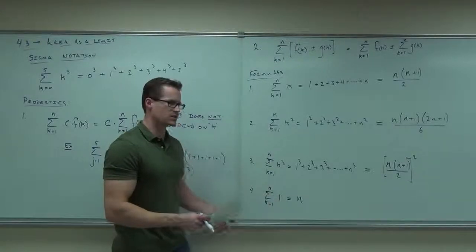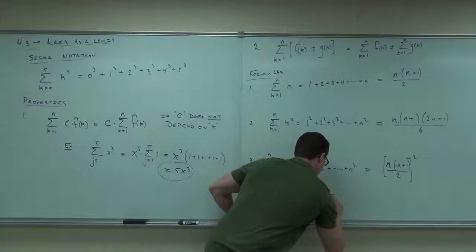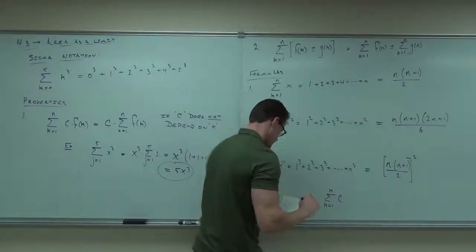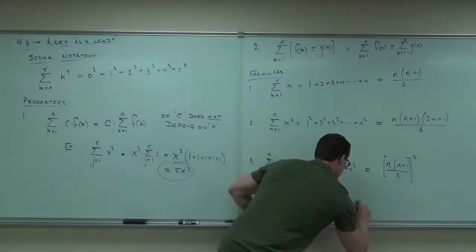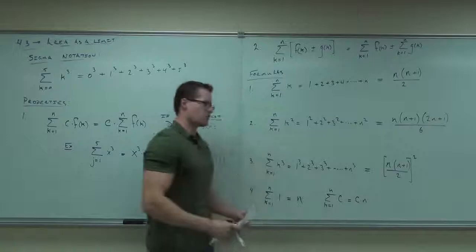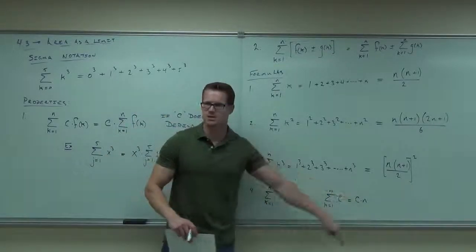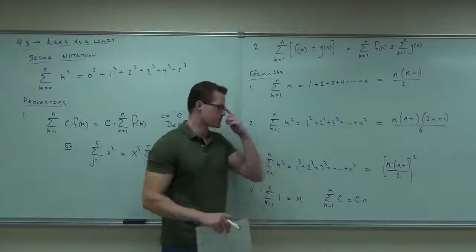Even if that's a constant, so... These we should have memorized, I take it. Yeah. Would you be able to follow that as well? If 1 gives you n, c gives you c times n. It's c times 1. That would be the same exact thing.